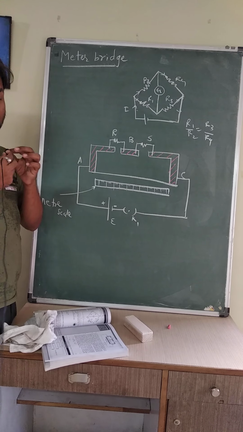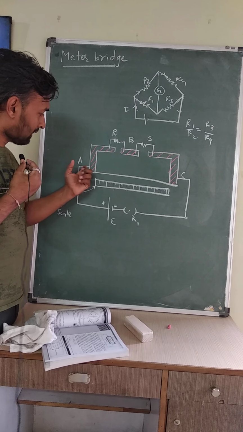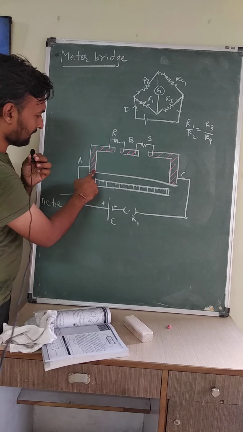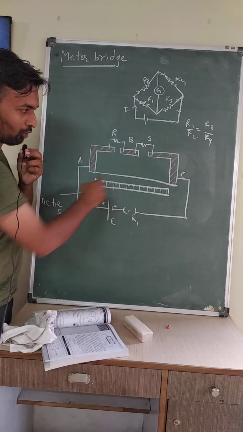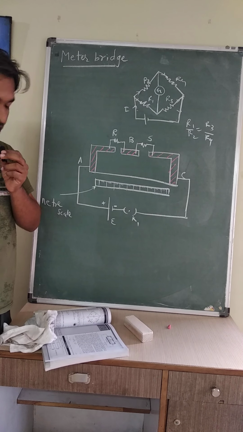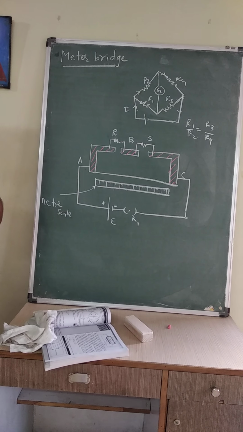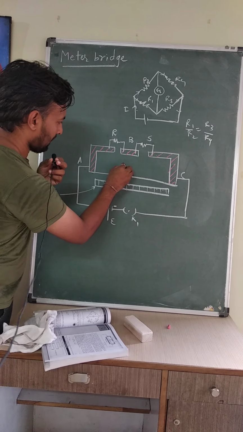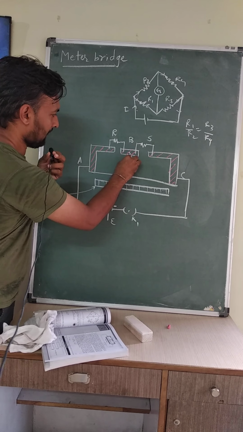In the same way, between this point A and C, we have a resistor, or you can say a copper wire. This copper wire is kept wound tightly between points A and C, and the length of this resistor between points A and C is 1 meter. We have seen the concept of resistors: as the length is increased, the resistance will increase.